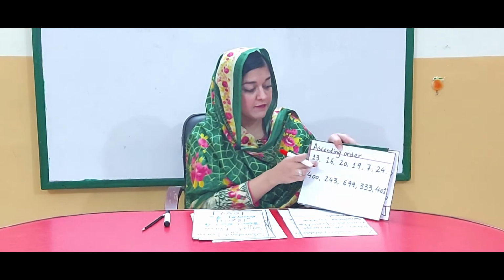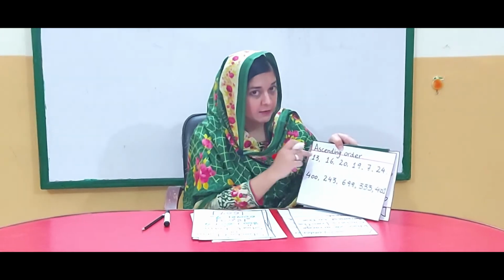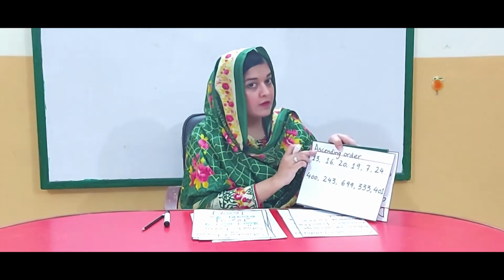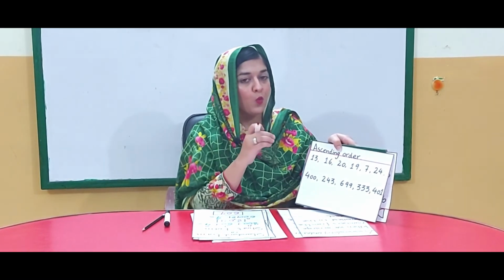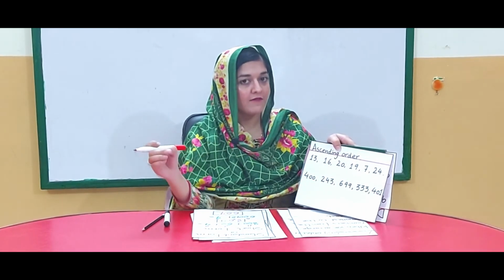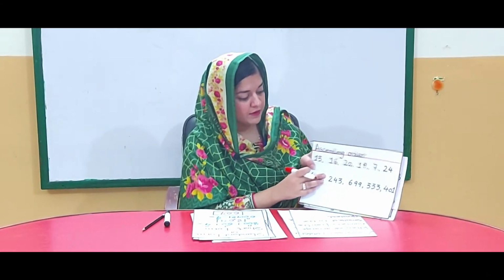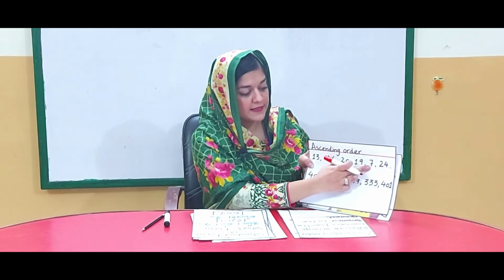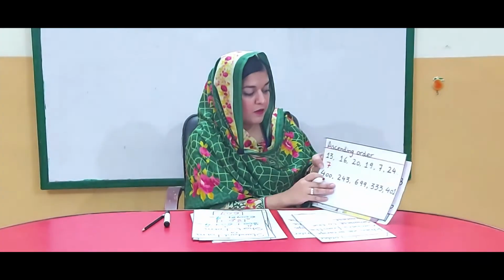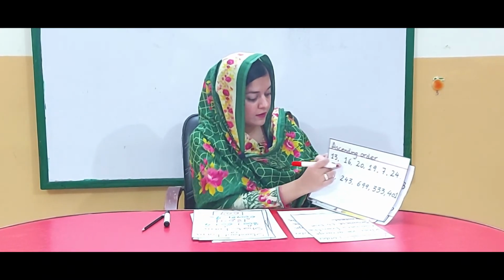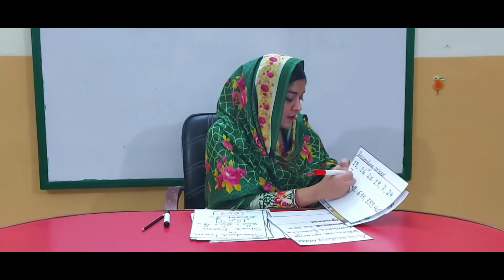Now what will we take first? Higher number? No, we will take the lower number, because I am telling you again and again, in ascending order we move from lower to higher numbers. For example, 1, 2, 3, 4, 5, 6, I am moving towards the higher numbers. Clear? So we will do the same here. Which one is the lowest number? 7. So we will write 7 here. Now next, which number is higher than 7? 13. So we will write 13 here.